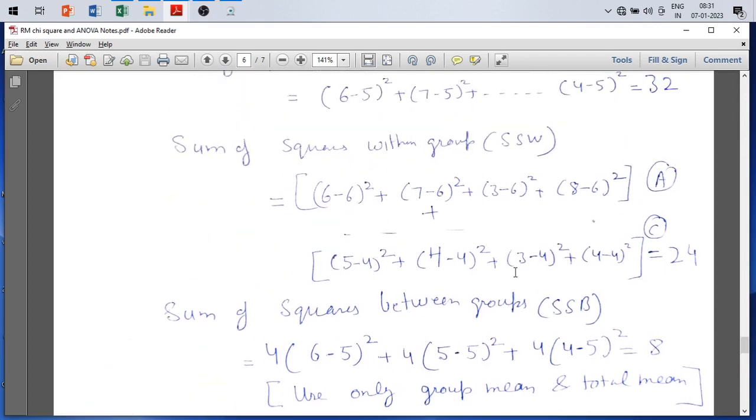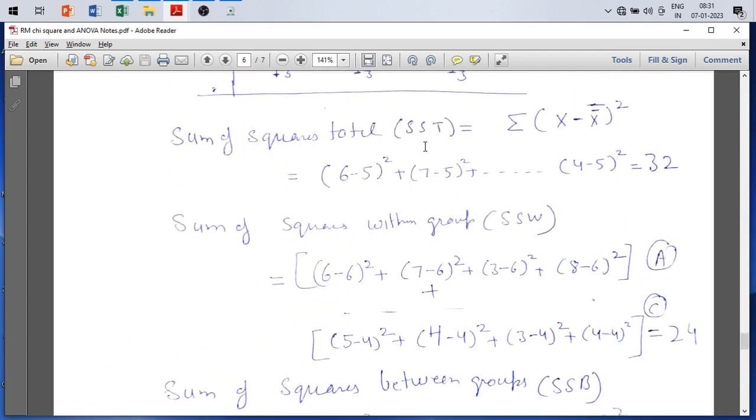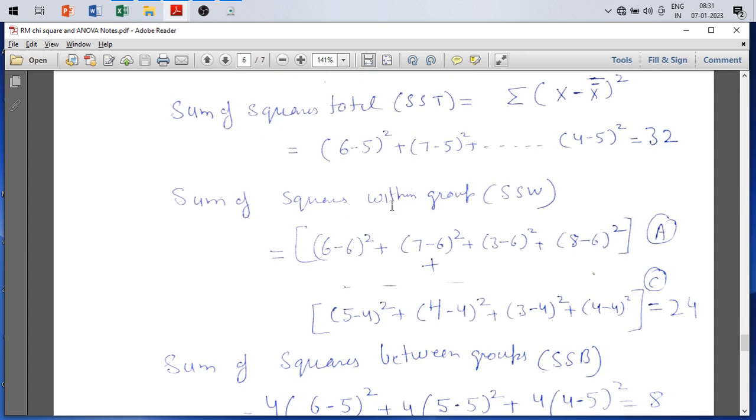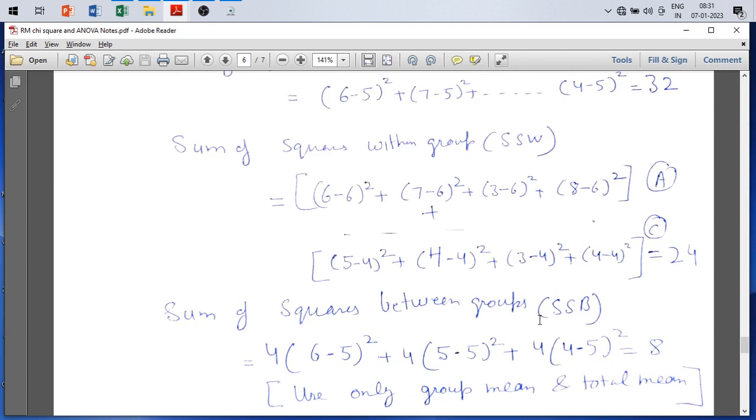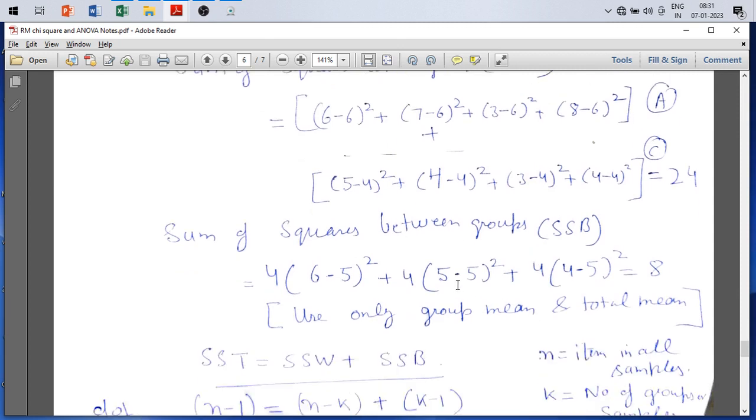Okay, so there are 3 things here again. One is sum of squares total, in which we have considered all the data. We have the overall mean, and from each value we subtract the mean and square and add. Another is sum of squares within group, in which case we take each group at a time and calculate the sum of squares and add all of those. Other is sum of squares between groups. And I explained, in this case we use group mean and the total mean, the difference of those, and square that.